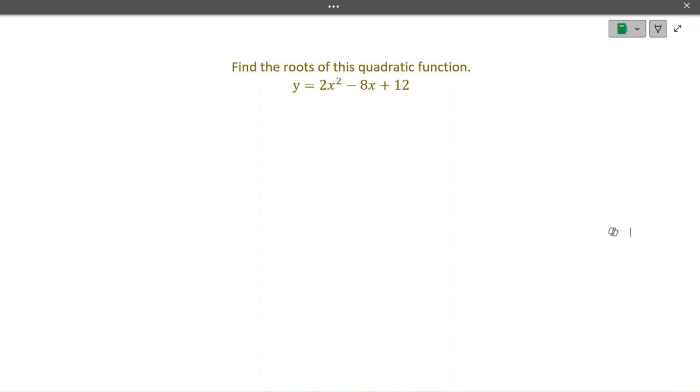Before I do that, though, it's asking me to find the roots. Okay, that's typically where, for real solutions, my quadratic function passes through the x-axis.